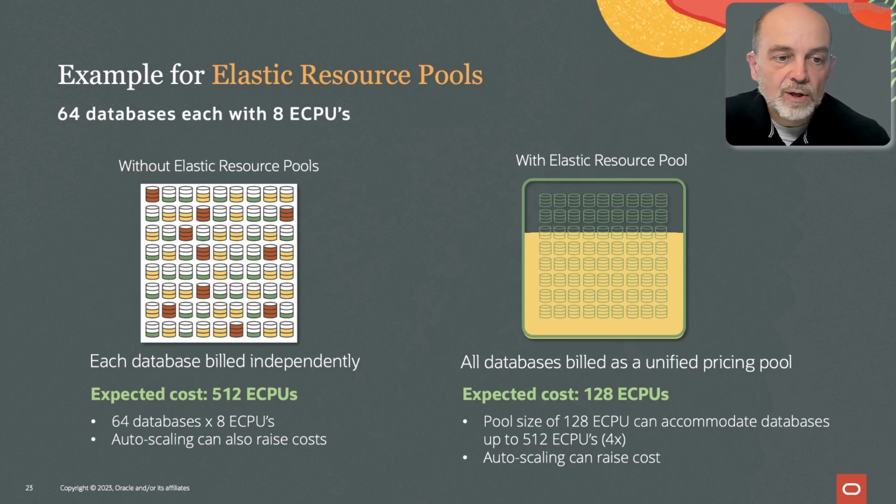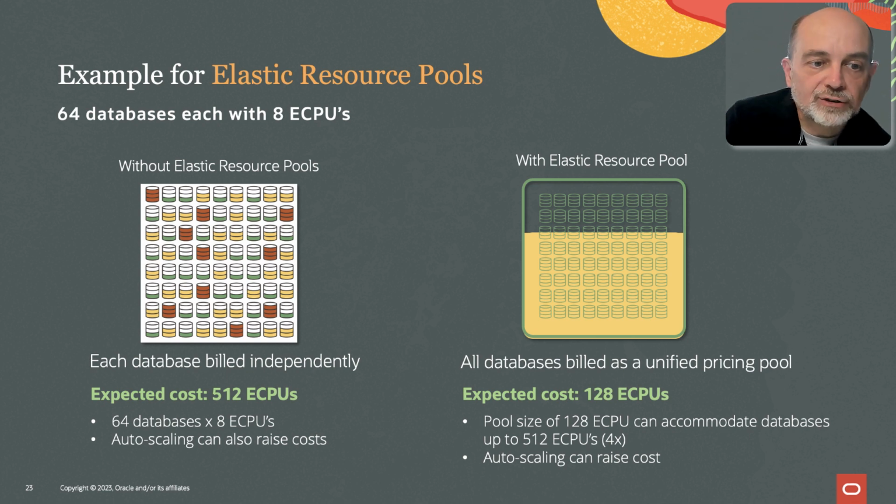Here's one example. So without elastic resource pools, you would require 512 eCPUs, but with them, the same databases may be down as low as 128. So you can see that's where the 4x cost reduction actually comes from.